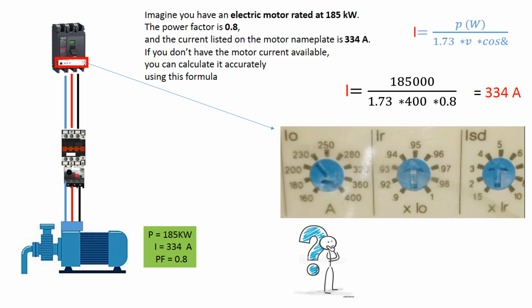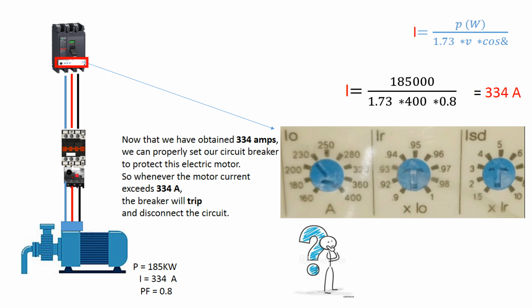Imagine you have an electric motor rated at 185 kilowatts. The power factor is 0.8, and the current listed on the motor nameplate is 334 A. If you don't have the motor current available, you can calculate it accurately using this formula. Now that we have obtained 334 amps, we can properly set our circuit breaker to protect this electric motor. So, whenever the motor current exceeds 334 A, the breaker will trip and disconnect the circuit.